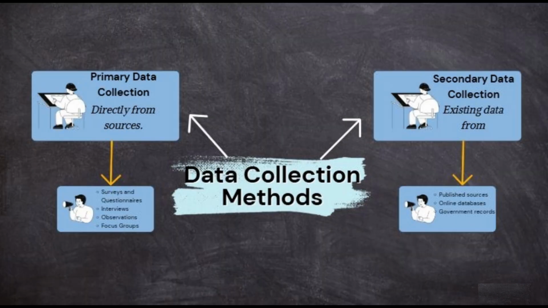Let's look at the methods of data collection. There are two methods of data collection: primary data collection and secondary data collection. Primary data collection involves gathering data directly from the source, while secondary data collection involves using pre-existing data from sources. This method also has key techniques, which include survey and questionnaire.